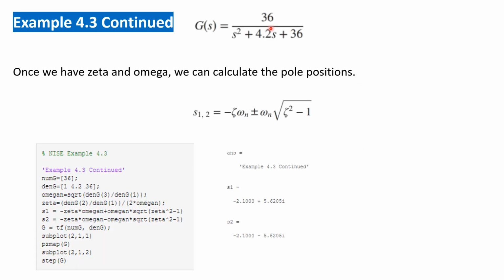So continuing this, once we have the zeta value and the omega, we can calculate the pole position simply by using the following functions. And so here on the left, I use MATLAB to find this value for the poles S1 and S2.